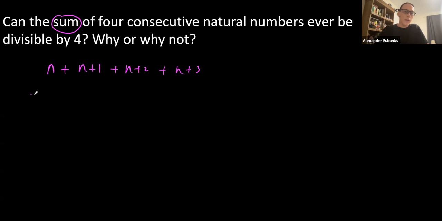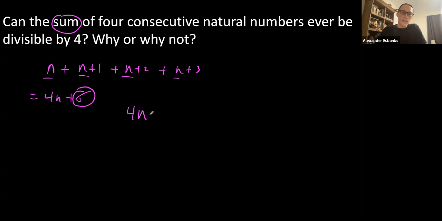right, I can rearrange this. So this would be n plus n plus n plus n for 4n, and then 1 plus 2 plus 3 for 6. And this wasn't divisible by 4. 4 can't be divided into this because 6 is not divisible by 4.